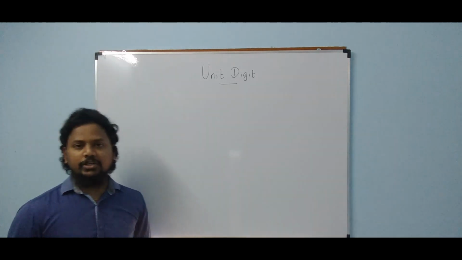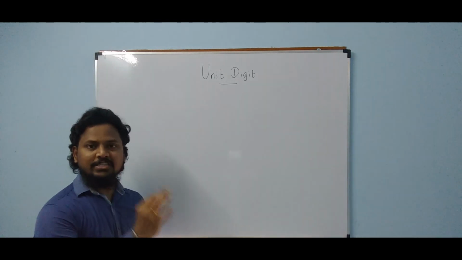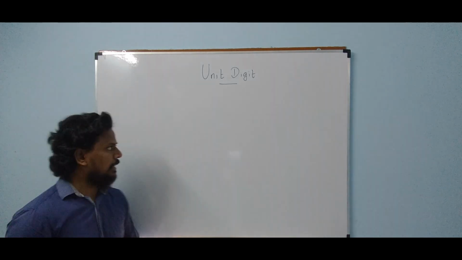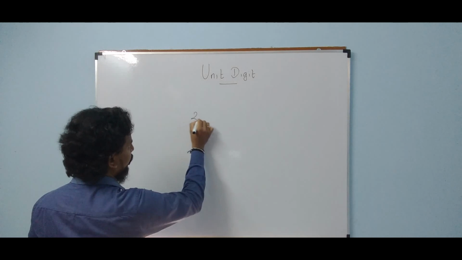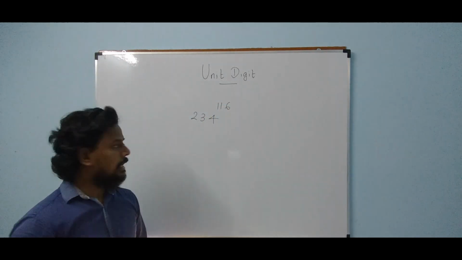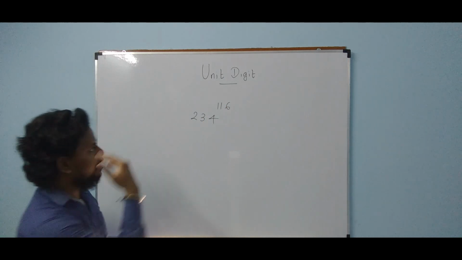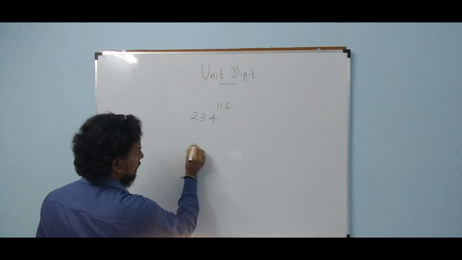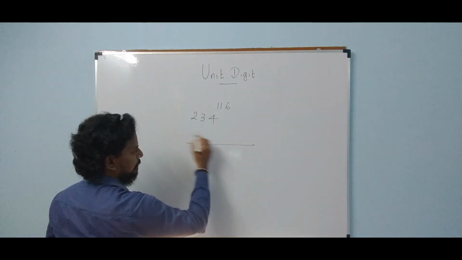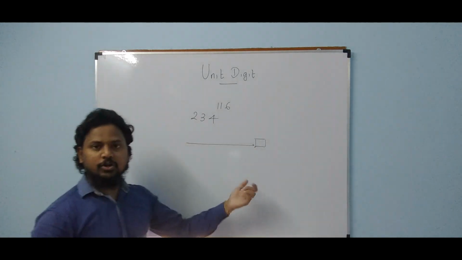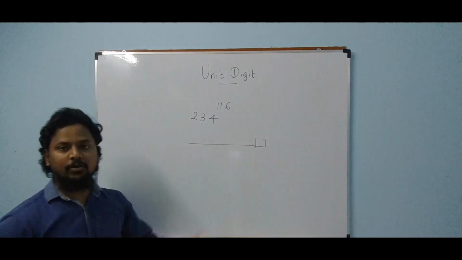What do you mean by unit digit? Unit digit is nothing but the ones place, or we can say the last digit from the right hand side of any number. Let's write 234 to the power 116. I want to calculate the unit digit of this particular number, which means I want to calculate the last digit, or the ones digit, of this expression. How to calculate that?